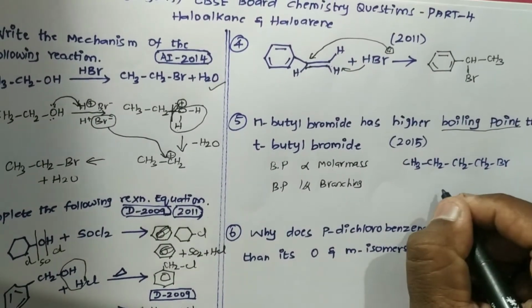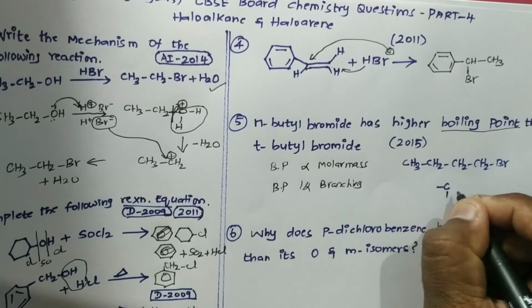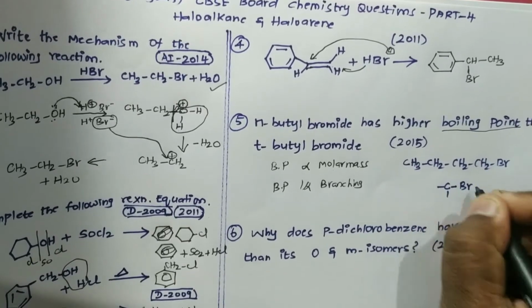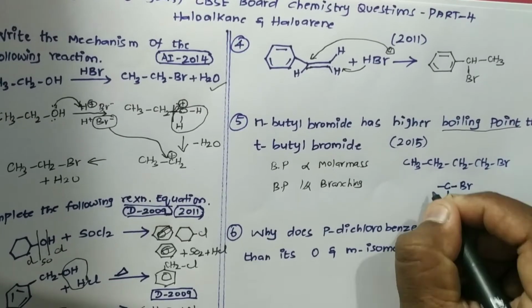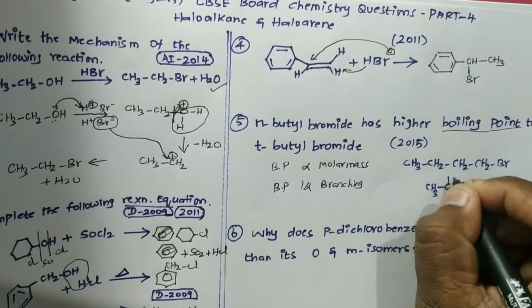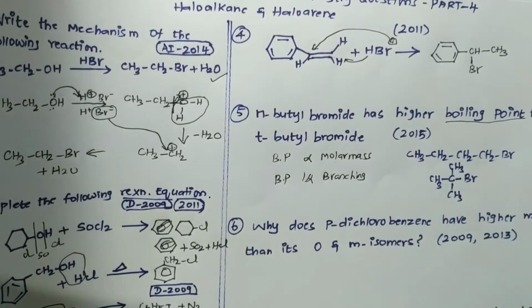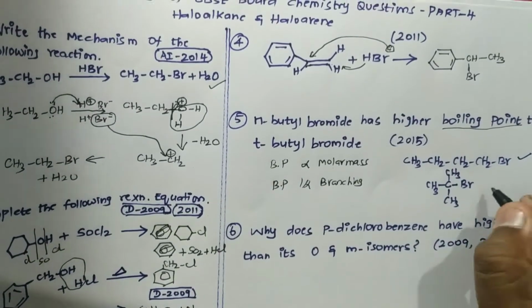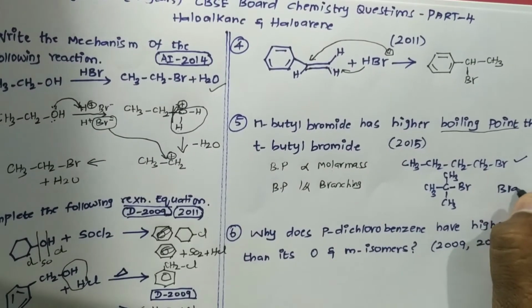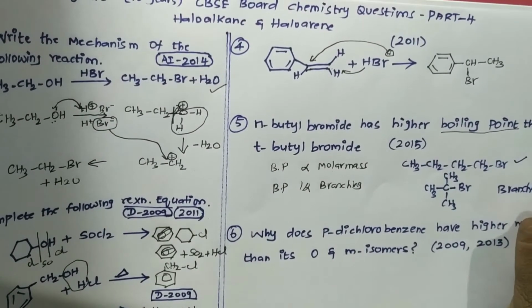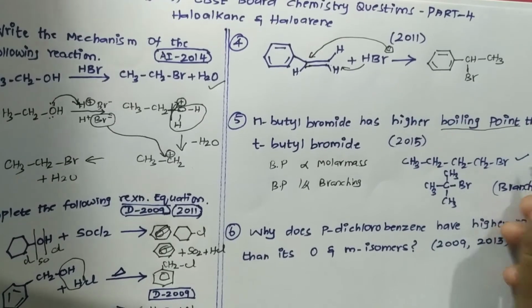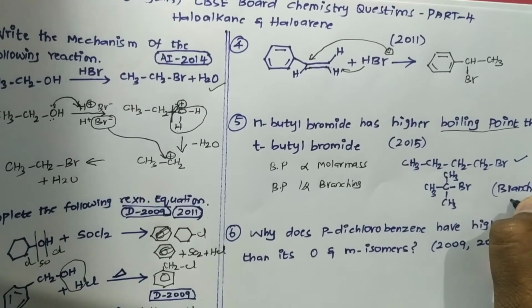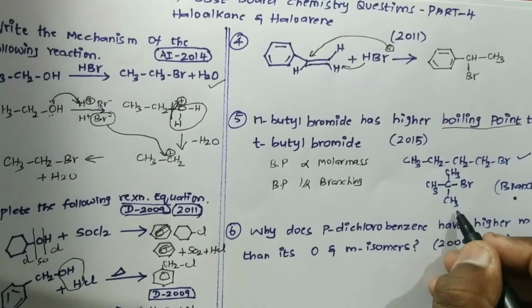Here also I have 4 carbon atoms, 1, 2, 3, 4. This is bromine, so here also CH3, CH3. Here also CH3. Now it's a straight chain compound. This one is a branched one. So the same number of carbon atoms is existing, but this is a straight chain, but here it is a branching. So tertiary butyl bromide is a branching one.